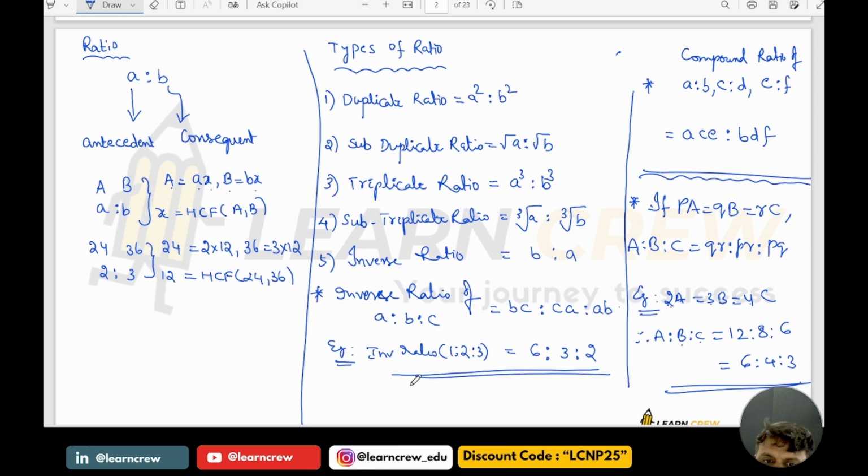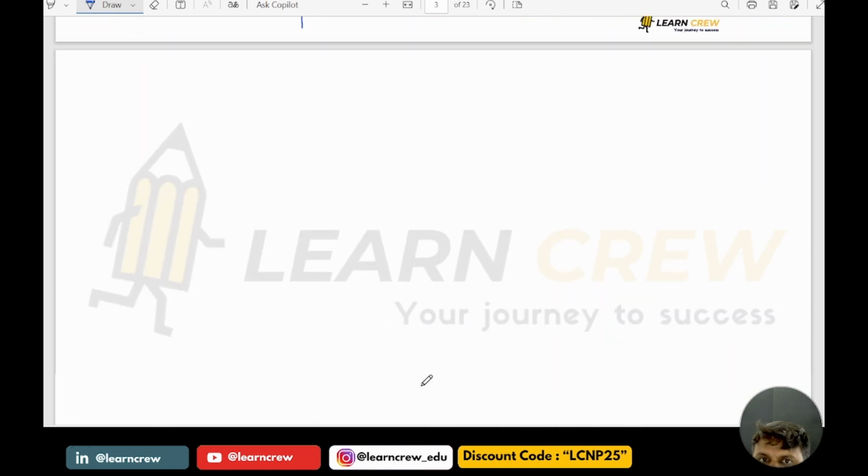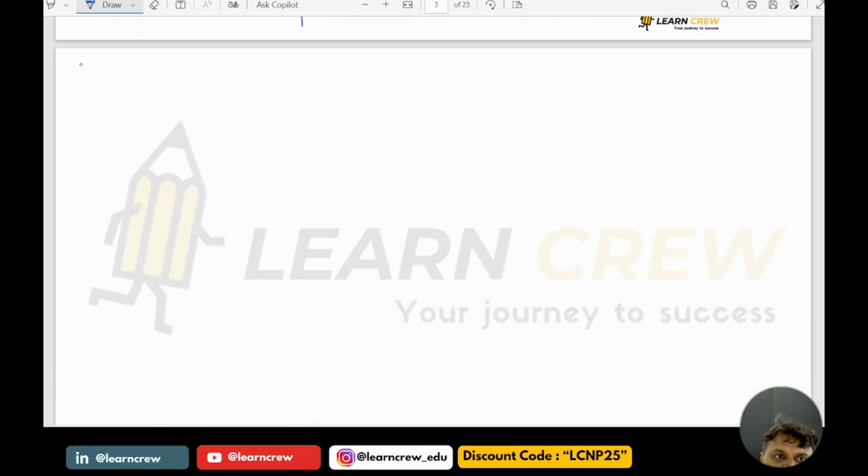Now next we will discuss what is a proportion. So ratio is comparison of similar type of quantities. And what is a proportion? Equality of any two ratios. For example, A is to B is one ratio and C is to D is one more ratio. The equality of these two ratios is called a proportion. So A is to B is equal to C is to D is a proportion.